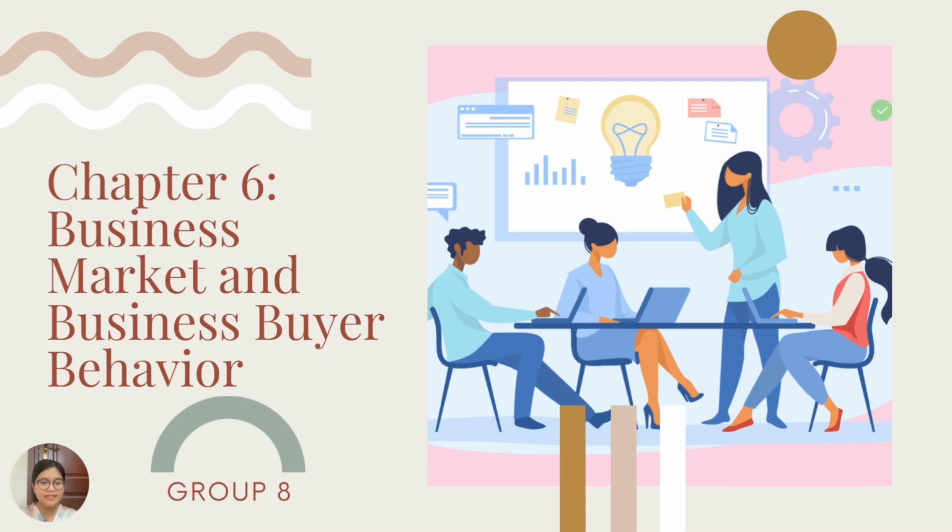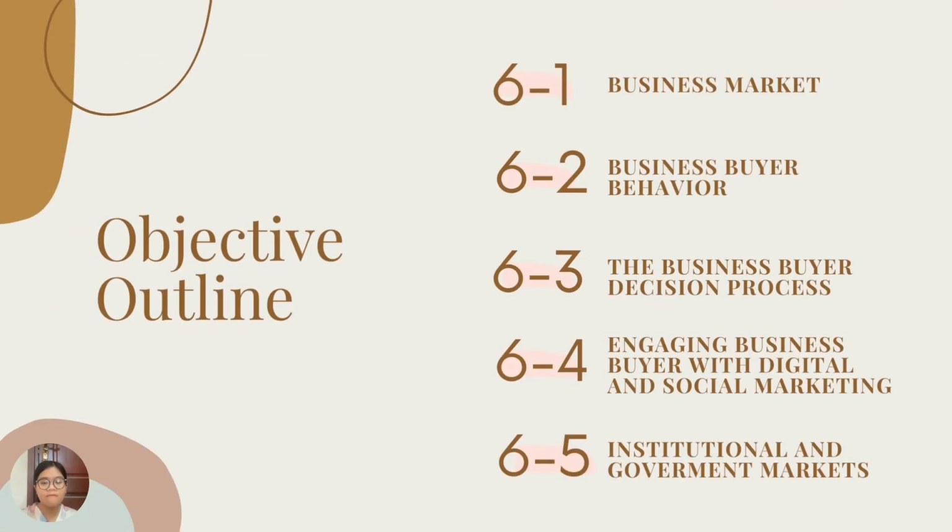We will continue with chapter 6, business markets and business buyer behavior. In this chapter, we have five objectives. The first one is business markets. The second one is business buyer behavior. The third part is the business buyer decision process. Next is engaging business buyers with digital and social marketing. The final part is institutional and government markets.